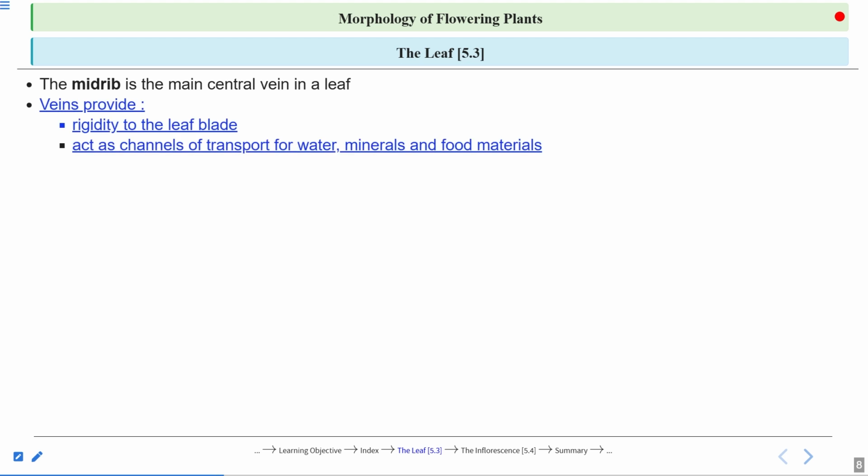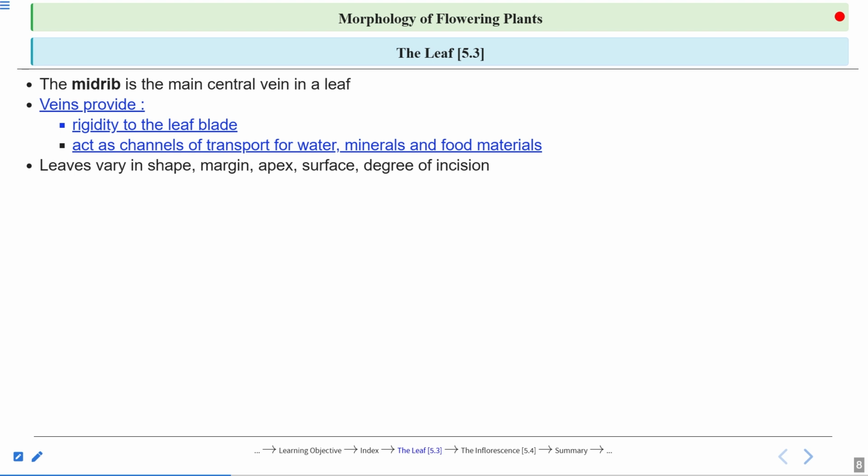Okay, the veins. What is the function of veins now? Veins provide rigidity to the leaf blade. They act as channels of transport of water, minerals, and food materials. So all the food materials, all the organic substances, the water, the minerals. Okay, so the food material dissolved in the water is transported through these veins to different parts of the leaves.